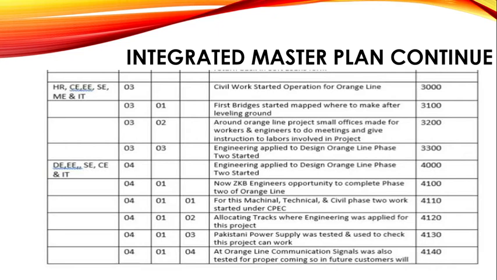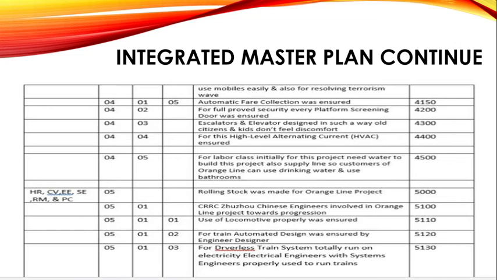for the mechanical, technical and civil work, and phase two work started. The Pakistani power supply was tested and used to check the project can work well, and the signals were also tested so that customers of all these social networks can be connected, so that phone calls can be made and the services will not be disturbed. Likewise, measures to avoid terrorism attacks and any kind of such incidents were ensured.